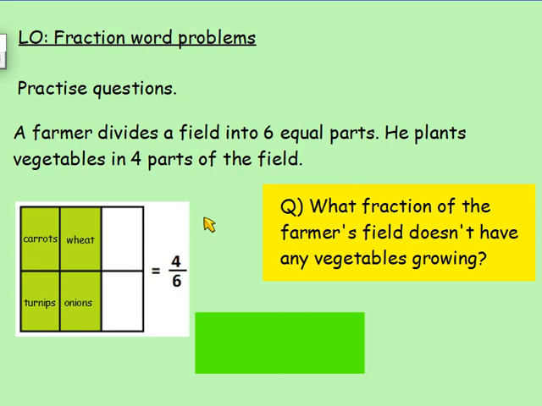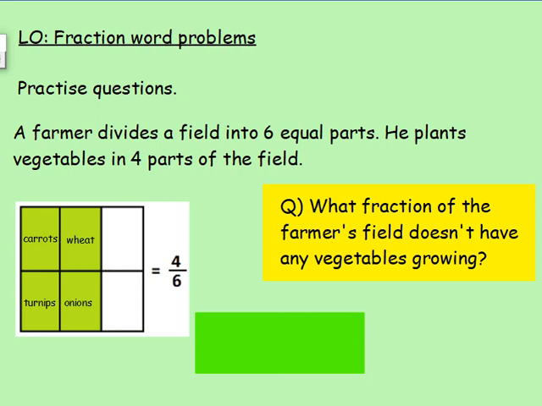So, a farmer divides a field into 6 equal parts. He plants the vegetables in 4 parts of the field. So here's the field as a whole, and 4 parts of the field have got vegetables planted. So 4/6 have got vegetables planted in the farmer's field. Okay, so the question is, what fraction of the farmer's field doesn't have any vegetables growing? So what you need to have a think about Y3 is, is this a subtract or an add question?